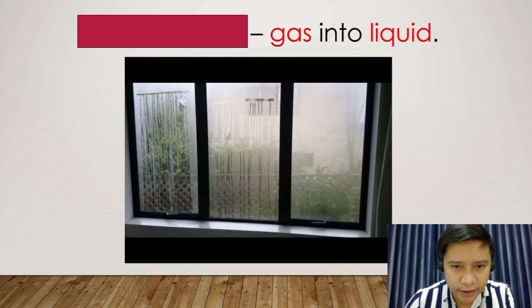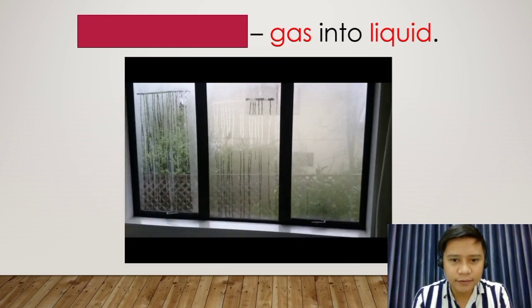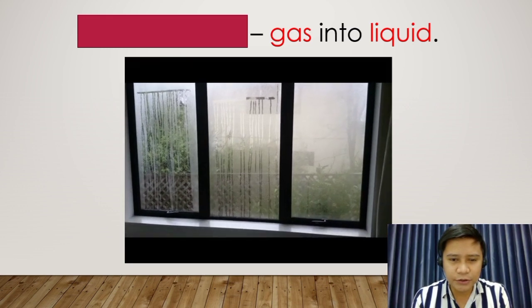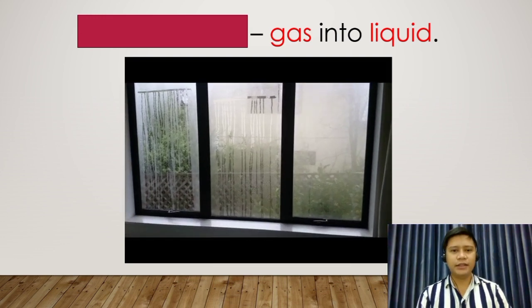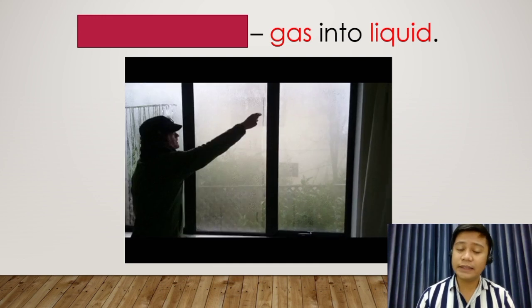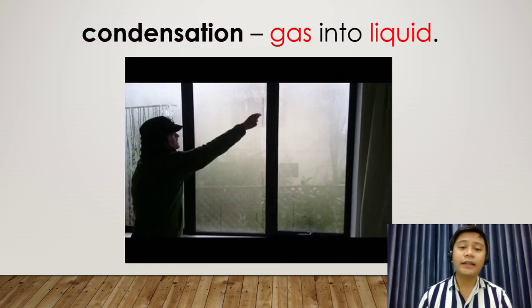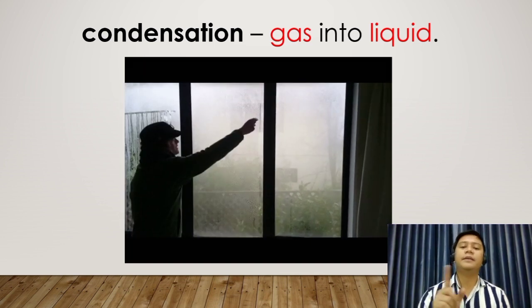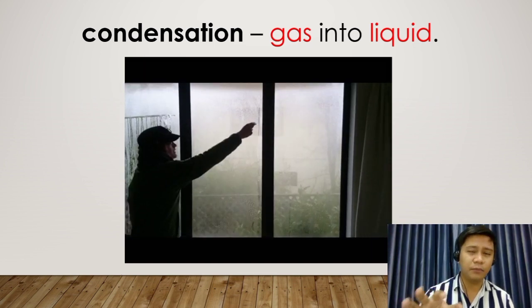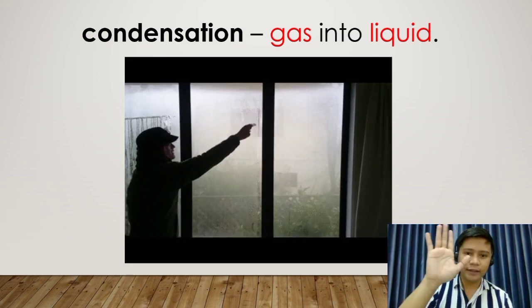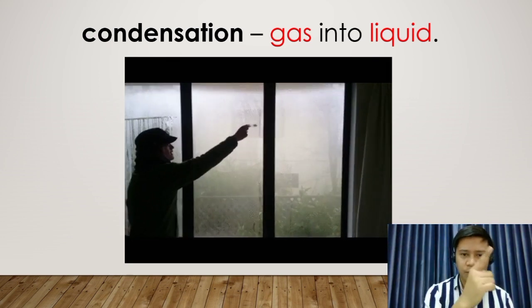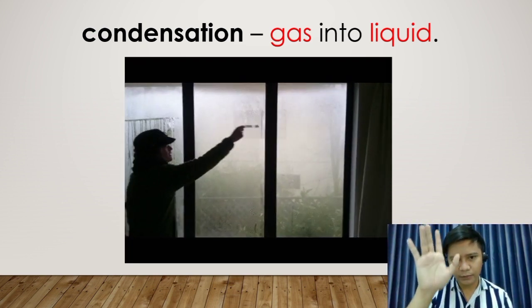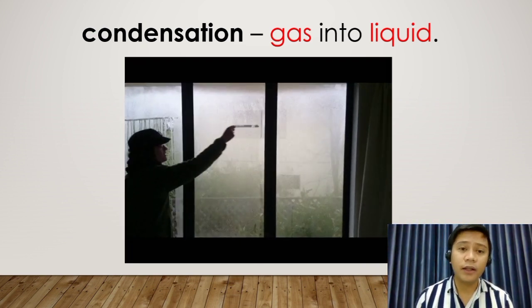Look at the clip or the art. As you can see, there is moisture, what we call the gas, and then it changes into water or liquid. So the meaning is gas into liquid. What is this process or physical change called? Condensation. Very good. Condensation is gas into liquid. That is the best example. As you can see, the gas is the moisture on the window, and then the lady will try to wipe it out, and the water will flow down the window. That's what we call condensation.